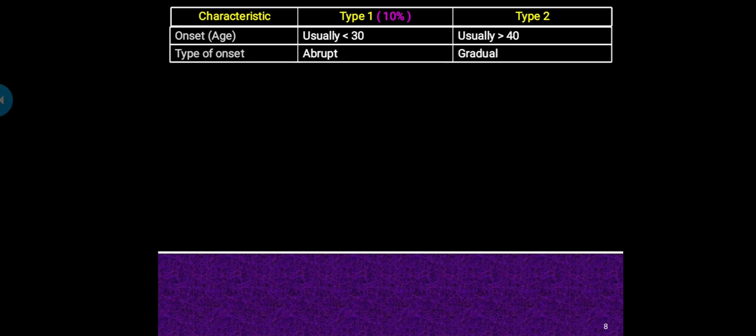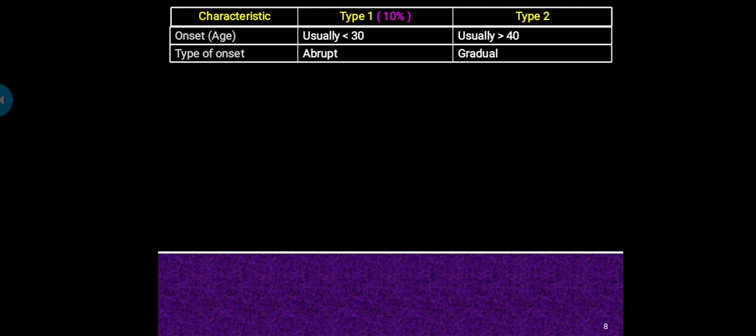So, characteristics of type 1 and type 2 diabetes mellitus: onset is usually early in type 1, but that is not very clear cut. Often type 2 can manifest at an age like 18 years. So it is not a very important marker, but if it appears below 12 years or 10 years, then it is almost type 1.